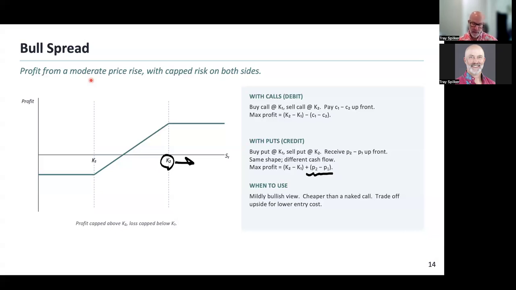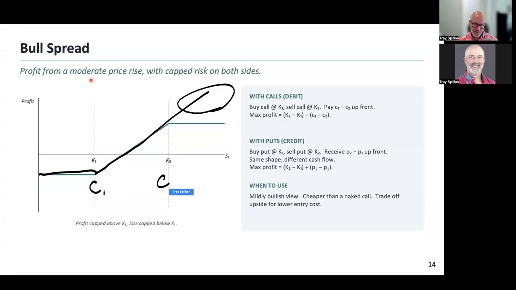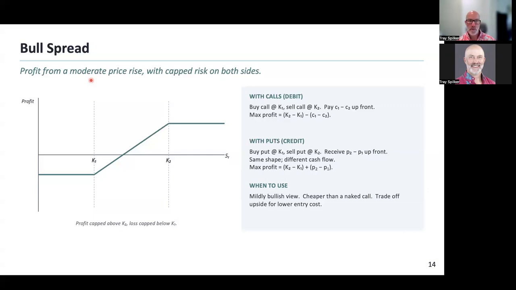In both cases, they are mildly bullish views, and it's cheaper than just buying a naked call. If I bought a naked call, I'd be paying the higher premium here. I'd get more upside exposure, but it would cost me C1. At least when I sell the other call option at C2, it offsets some of my cost. So that's a reason you might want to do these strategies, at least with call options. With put options, it's more of an income strategy.